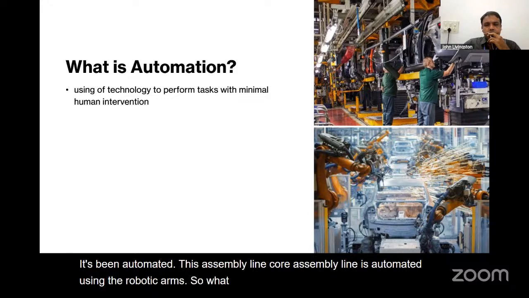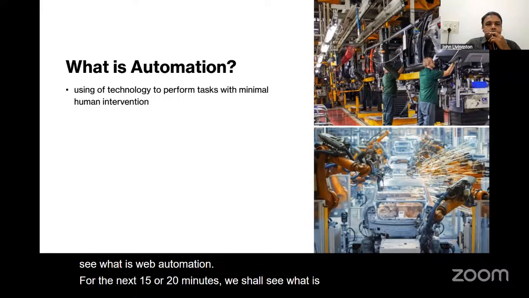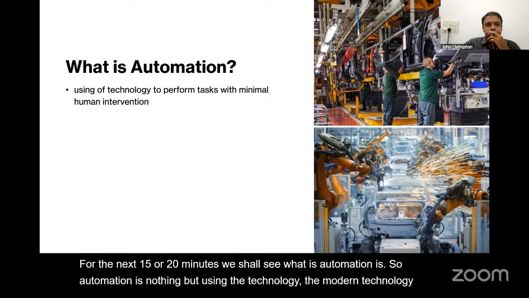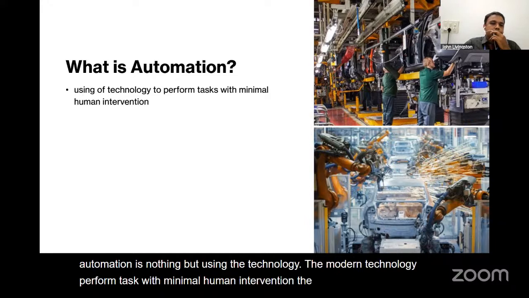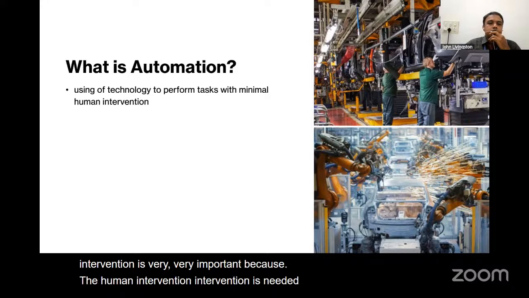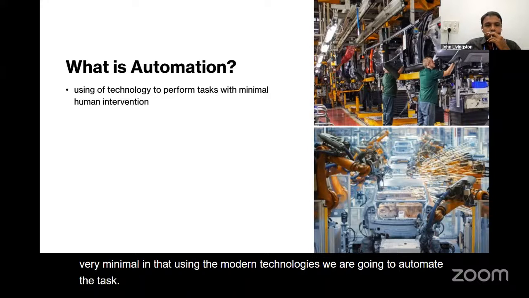Before going to see what web automation is, for the next 15 or 20 minutes, we shall see what automation is. Automation is nothing but using modern technology to perform tasks with minimal human intervention. The word minimal human intervention is very, very important because human intervention is needed, but it is very, very minimal. Using modern technologies, we automate the task with minimal human intervention.